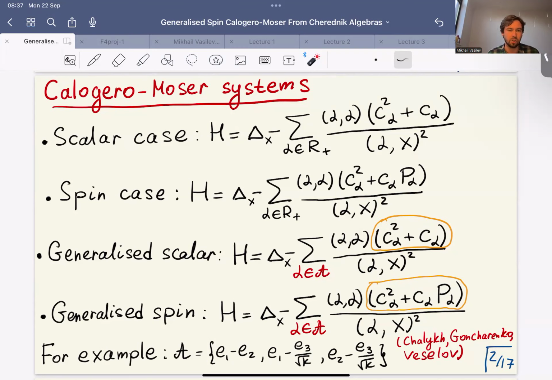So for now, A here is some finite collection of vectors in a vector space, not a root system. Of course, we cannot expect that this system will be integrable. Well, these systems are integrable. But if we just take any collection of vectors in some vector space, of course, this operator will not be integrable, but in some cases, it will be integrable. And so here, all the ingredients are the same, apart from the fact that we take something that may not be a root system. And the spin version is the same. So we take P alpha here, where P alpha will be some matrix.